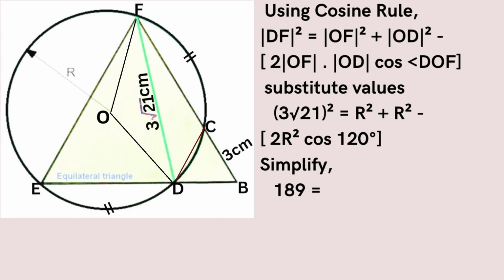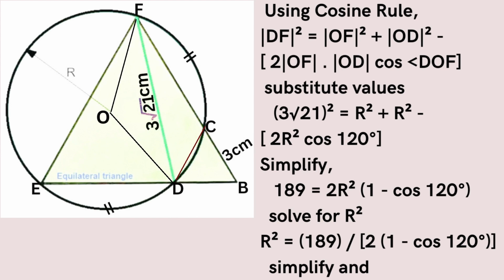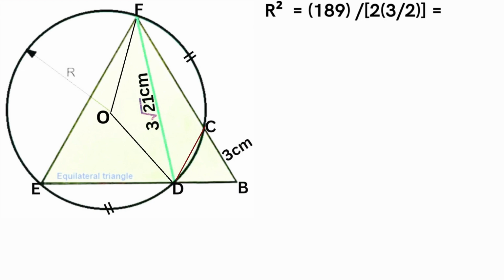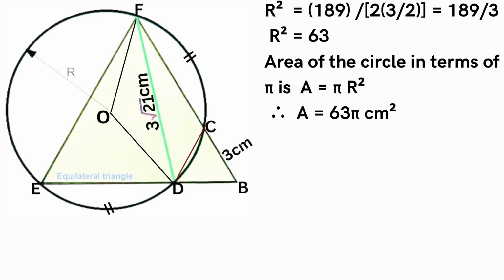Using the cosine rule, substituting terms and simplifying, we have an equation in R as shown on the screen. Simplify further and we have that the square of R equals 63. The area of a circle is given as the product of pi and the square of R. Let A be the required area of the circle. Therefore, the area A in terms of pi equals the product of 63 and pi, all in square centimeters.